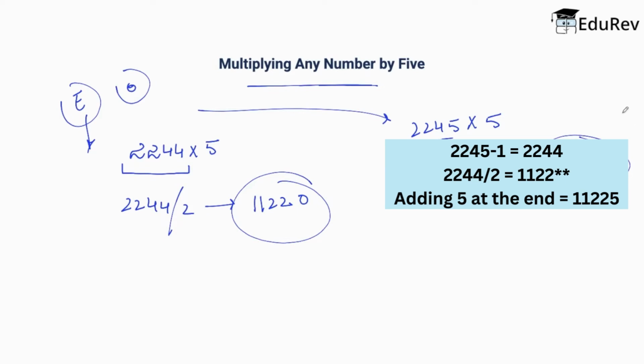Simple, right? Now I'm going to solve one more question. That is 1356 multiplied by 5. Now in this case, what you need to do? This is an even number. So for an even number, you have to divide by 2. When I divide 1356 by 2, I will get 678, right? Now because it's an even number, I have to add 0. So I'll add 0 and this is going to be my answer. Simple, right? So now let's move on to the next concept.